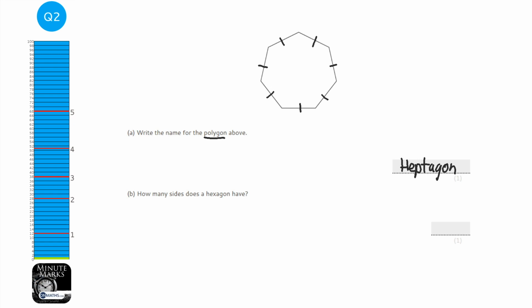Now I always got pentagon and hexagon mixed up until someone told me that the x in hexagon is the x in 6. So from then on I know that a pentagon has 5 sides and a hexagon has 6. So a hexagon has 6 sides. It's really important that you know all the names of the shapes up until a 10-sided shape.